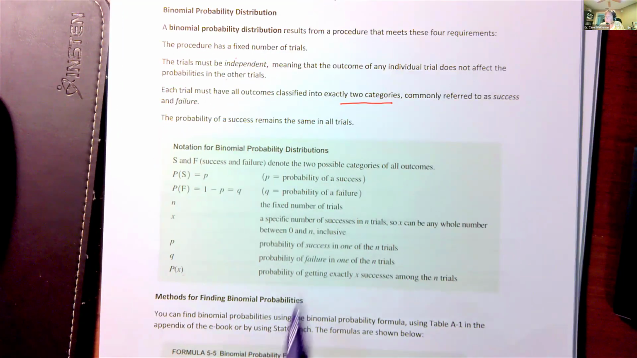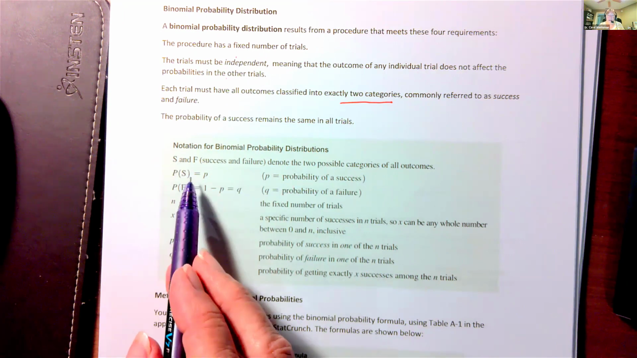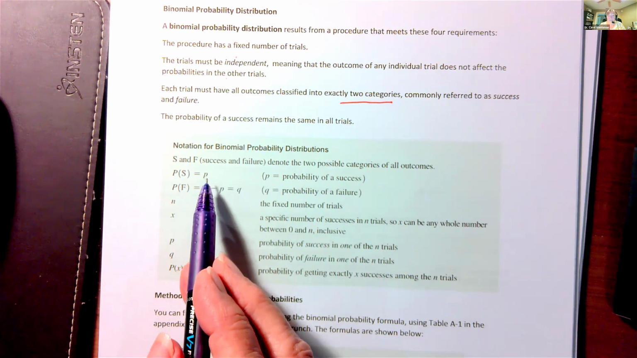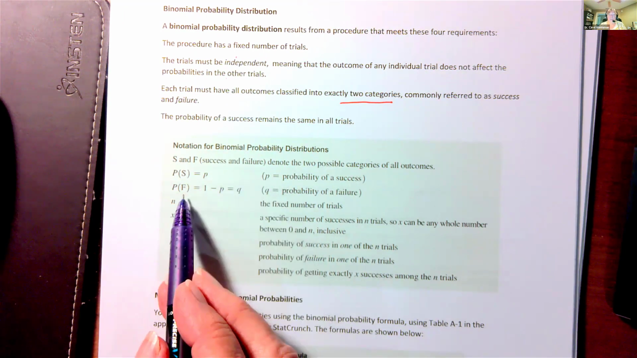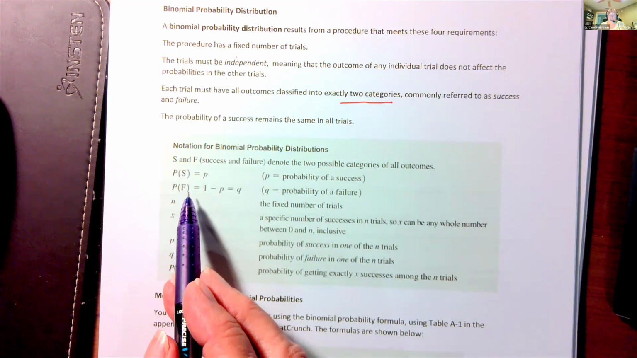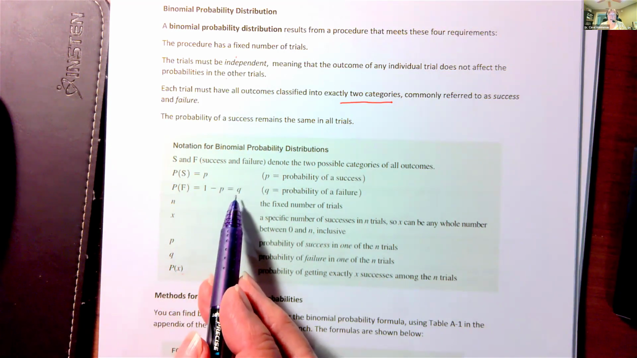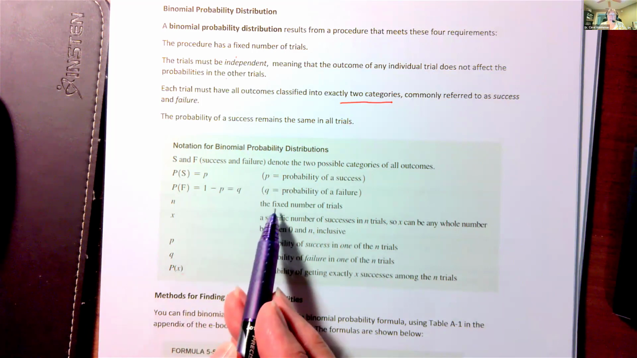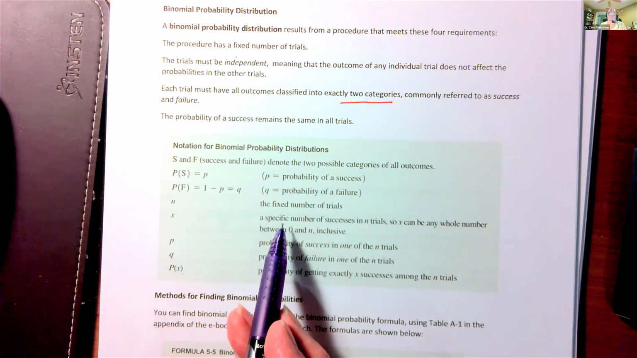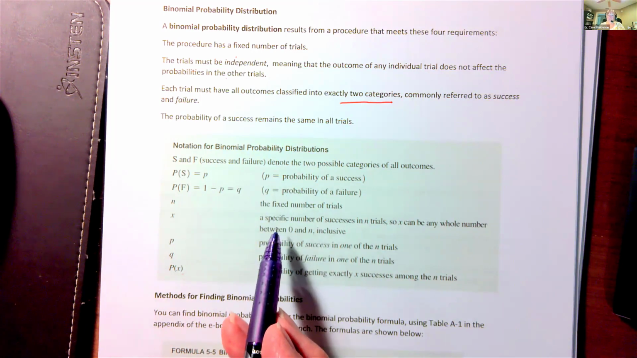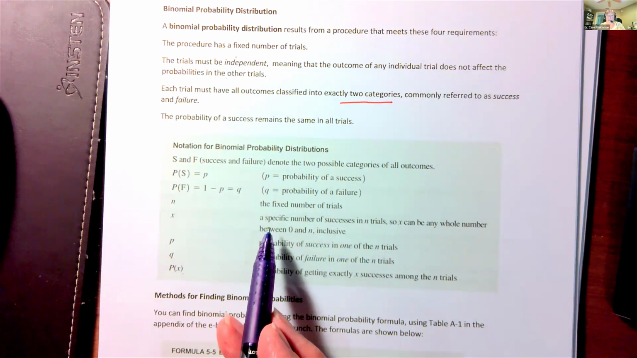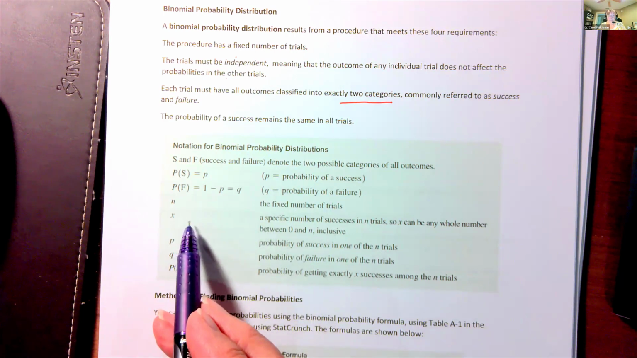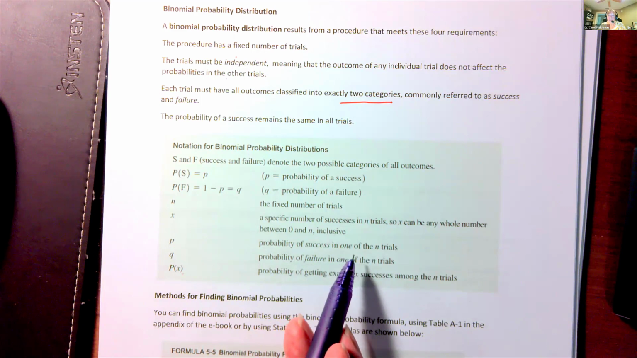Okay, so probability of S, we call S the success. Probability of S is going to be lowercase p, probability of success. And then the probability of a failure, because there's only 2 outcomes, is 1 minus p, which we also call q. n is the fixed number of trials. And then in a particular problem, we're going to be interested in so many successes, and we call that x.